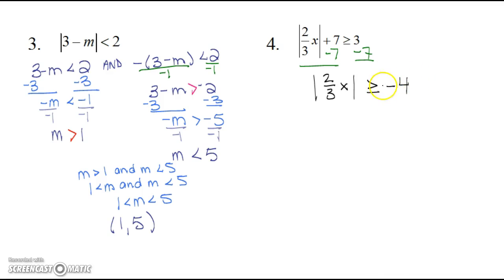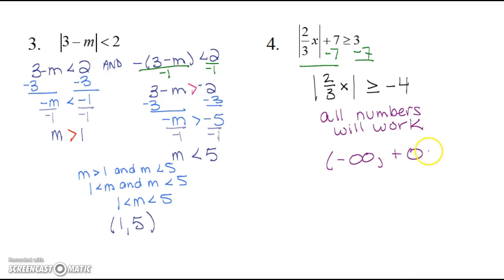Is it possible to have values, a distance, that is greater than -4? You betcha. All distances must be greater than or equal to 0. It has to be positive or 0. Therefore, all numbers will work. All real numbers work. In interval notation, that's from -infinity to +infinity.